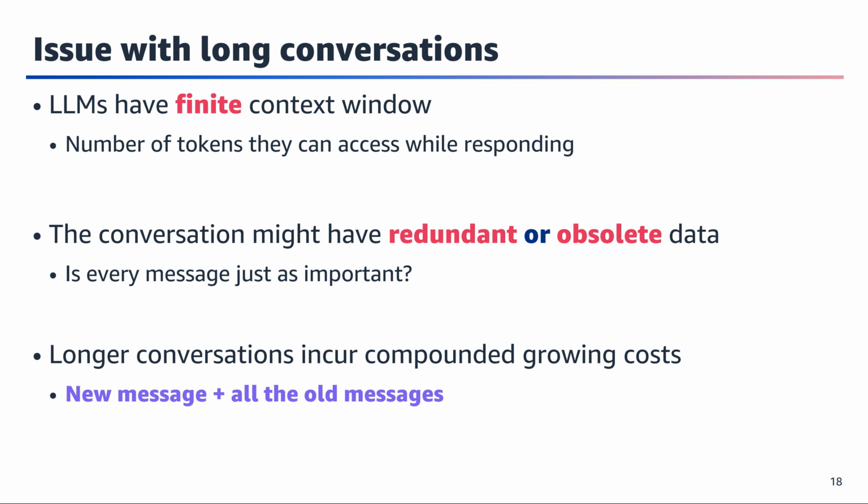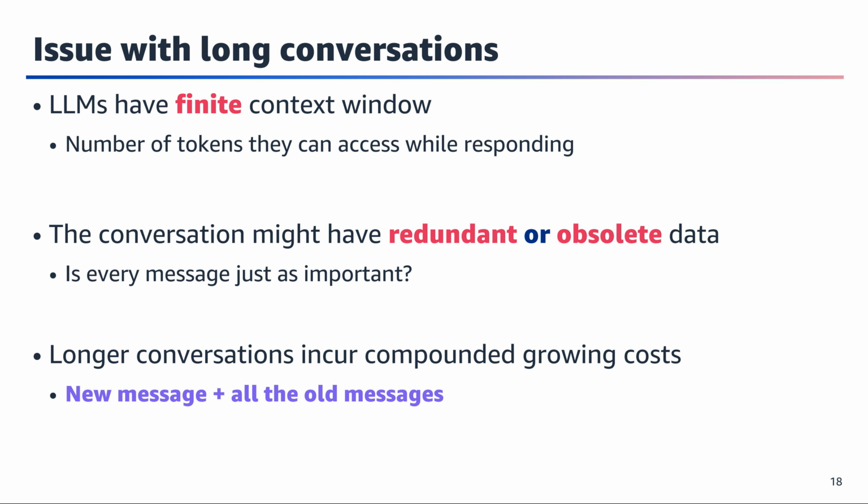A critical challenge in LLM implementations is managing long conversations. The key point to emphasize is that while they are powerful, they face three main constraints. First, think of the context window like a computer's RAM. It's limited and needs to be managed efficiently. Each model has a maximum number of tokens it can handle at once.